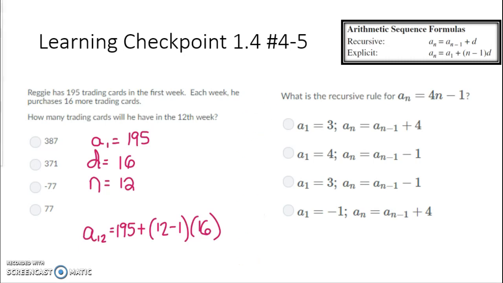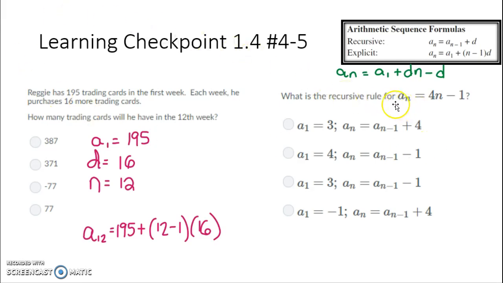The first thing that I'm going to do is take that explicit rule and simplify it a little bit. So the explicit rule says a sub n equals a sub 1 plus n minus 1 times d. I'm going to rewrite that as a sub n equals a sub 1, or the first term, plus, and now I'm going to simplify by distributing. I'm going to have d times n, or my common difference times n, and then minus 1 times d, or plain old d.